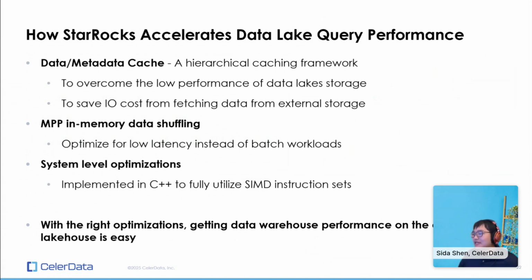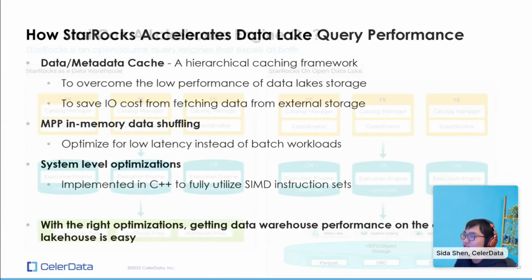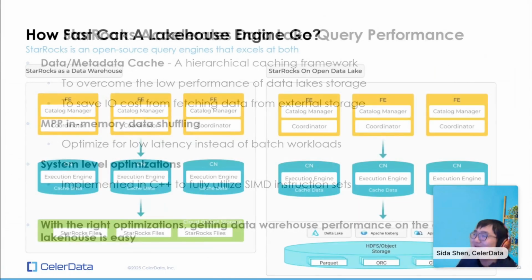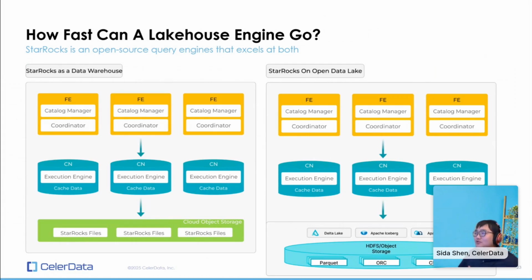So with the right optimization, getting data warehouse performance on the Lakehouse is not only possible, it's actually quite easy to do, right? StarRocks is an open source query engine, but just a few years before, it was a data warehouse. It actually has its own storage engine, right? Then here we're going to do a comparison between a Lakehouse architecture and the data warehouse architecture, right?